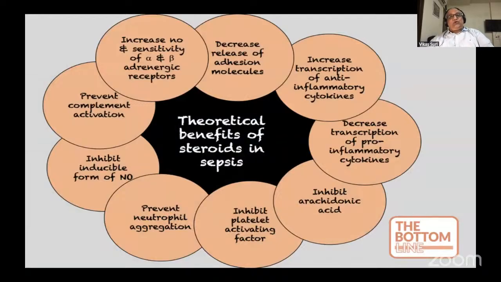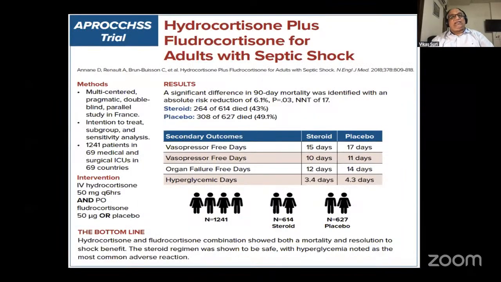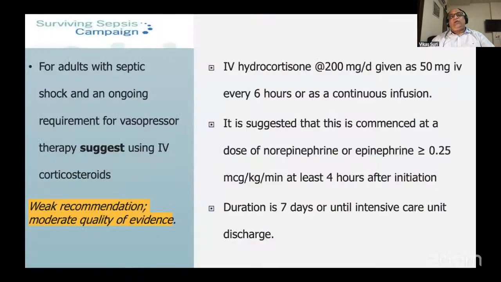A word about use of steroids. It is very controversial. In 2016 they said no to use of steroids, but data from this trial showed that use of a hydrocortisone and fludrocortisone combination showed a mortality and a resolution of shock benefit when used in doses of 50 milligrams, that is 200 milligrams in 24 hours. So what we do is we give 50 milligrams every 6 hours.